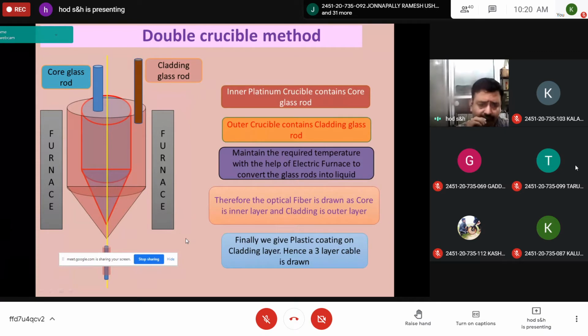At the bottom, you can observe concentric nozzles are there. The pulling speed is given by the rotating drum. So finally, after the three-layer coating, the inner layer is surrounded by cladding. Again, a plastic coating is done, and finally, it is wound on the drum.